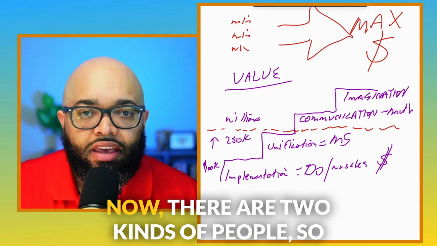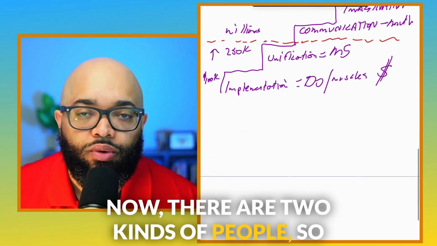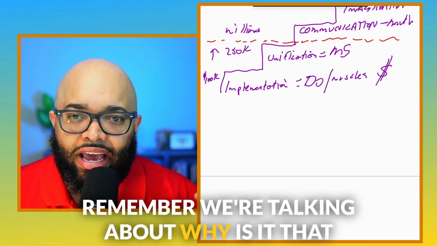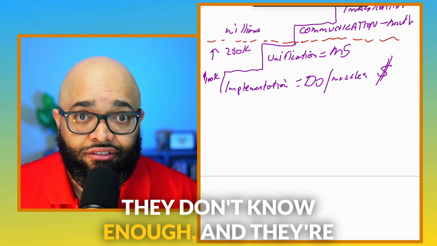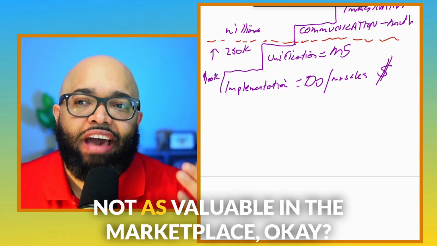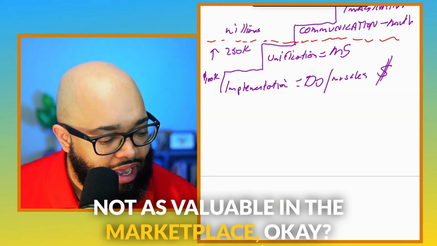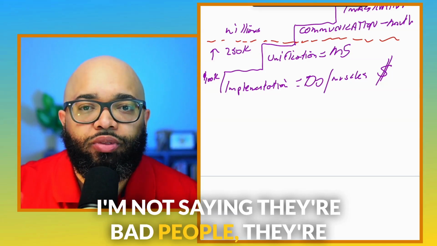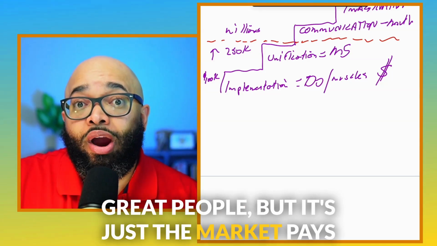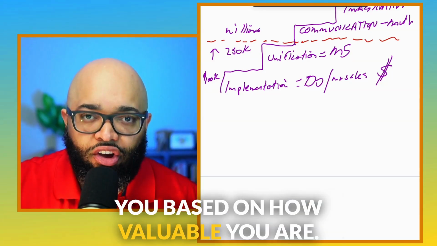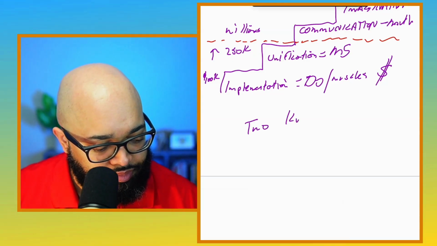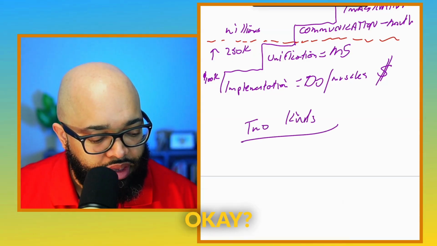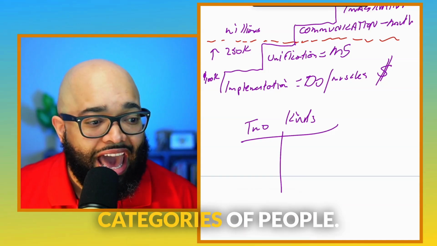Okay. Now, there are two kinds of people. So remember, we're talking about why is it that in EMS, most people don't make enough? They don't know enough, and they're not as valuable in the marketplace. Okay. I'm not saying they're bad people, they're great people, but it's just the market pays you based on how valuable you are. There are two kinds of people. Watch this. Okay. Two kinds of people, or two categories of people.